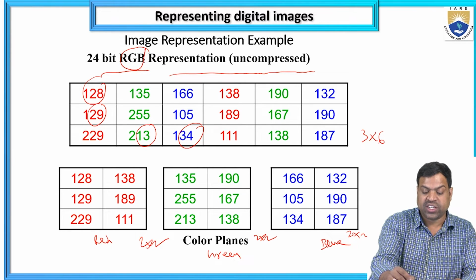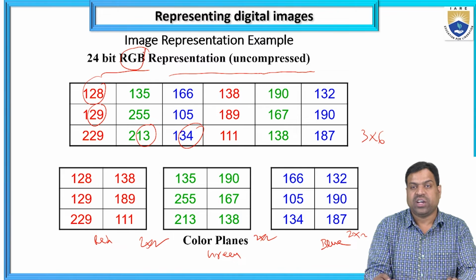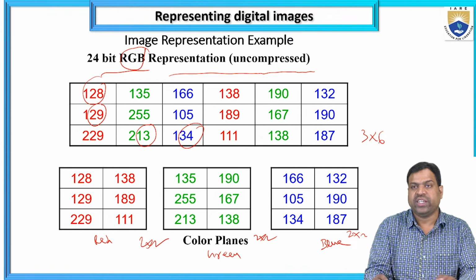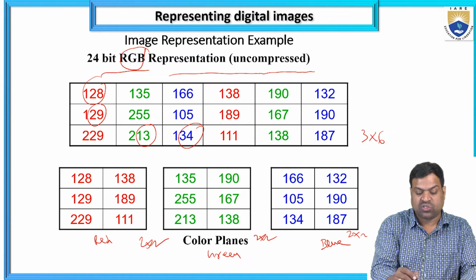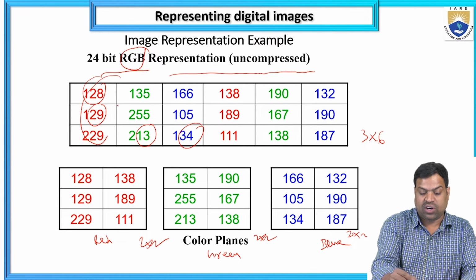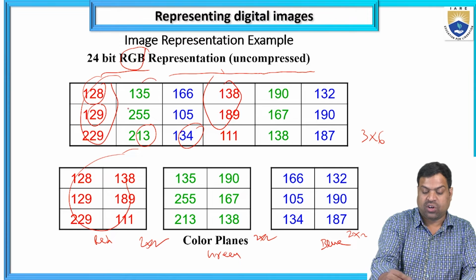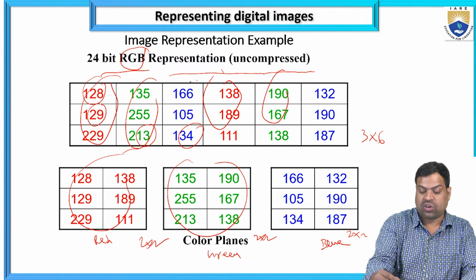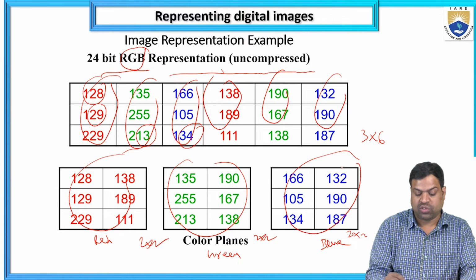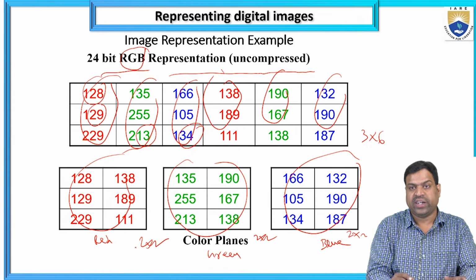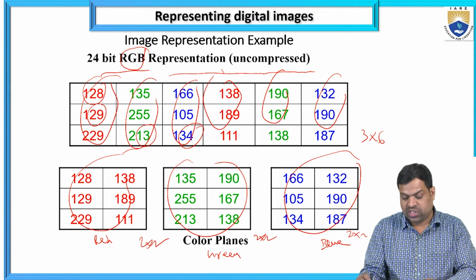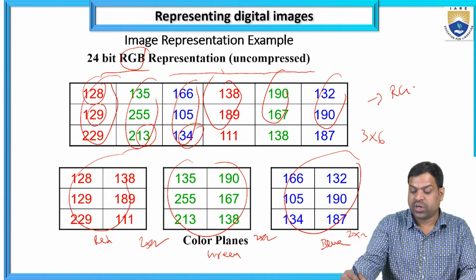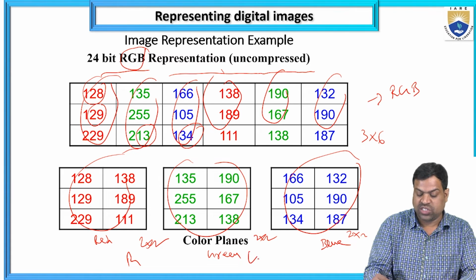I am representing in the form of RGB only, so that is the reason I am taking red, green, blue. It is an uncompressed image. What are the intensity values of the uncompressed image? Taking one example: 128, 129, 229, 138. All red values I am taking in one box, all green in another box, all blue in another box. I am dividing it as red, green and blue intensity values. These are the combined RGB.